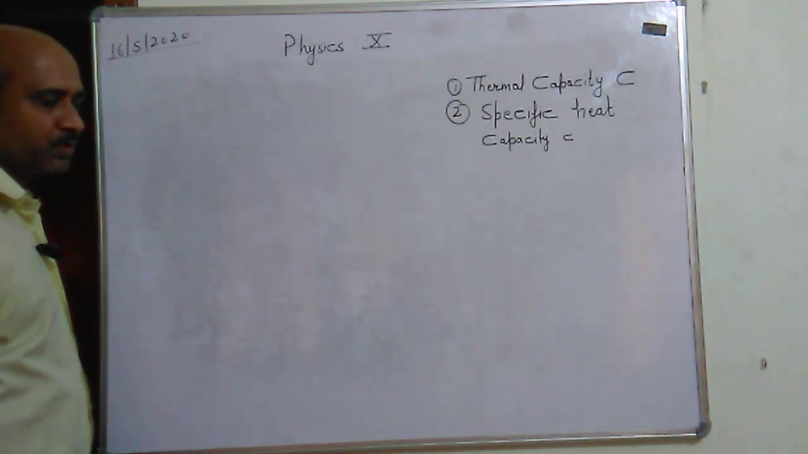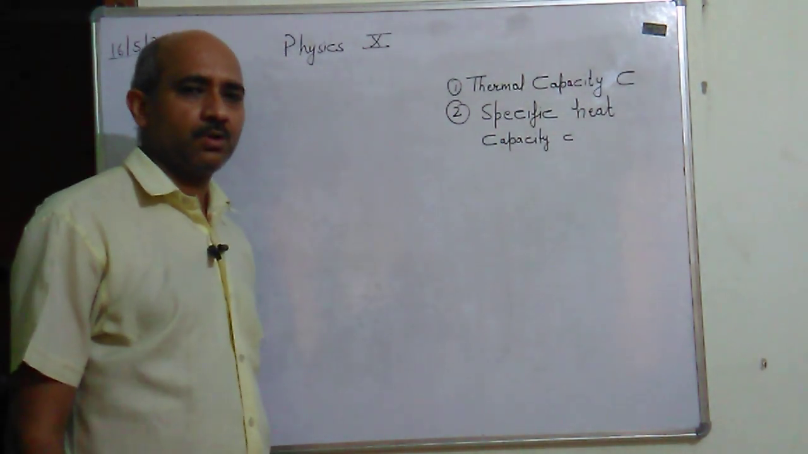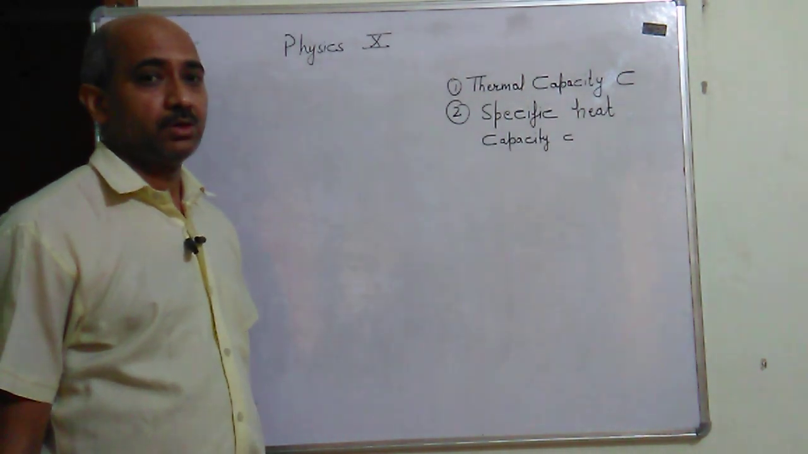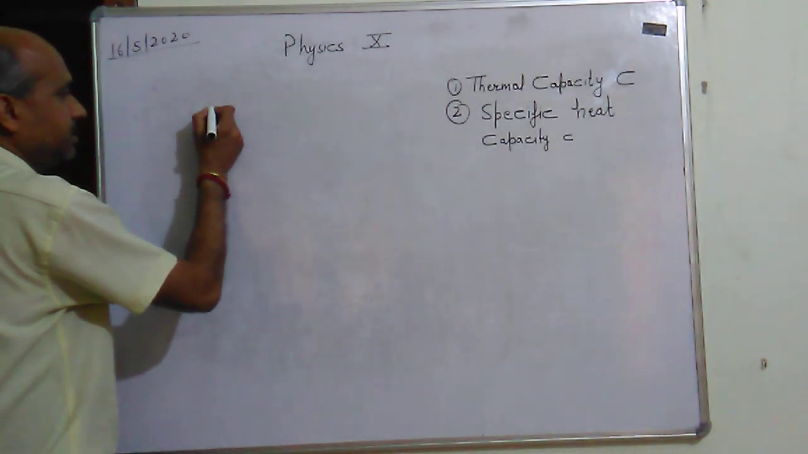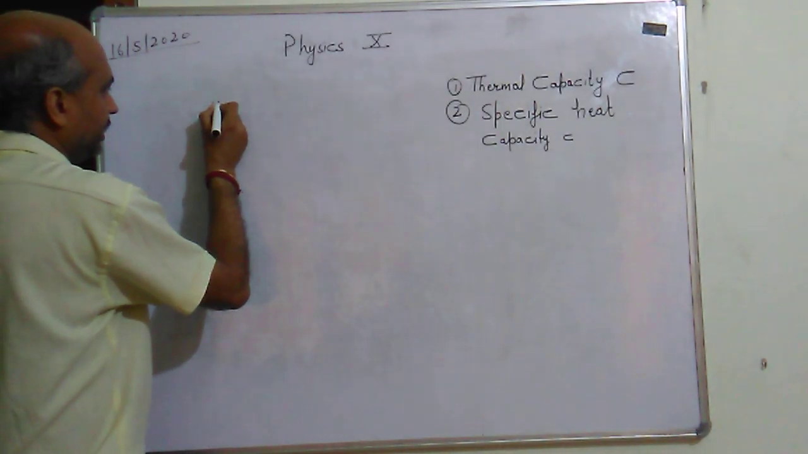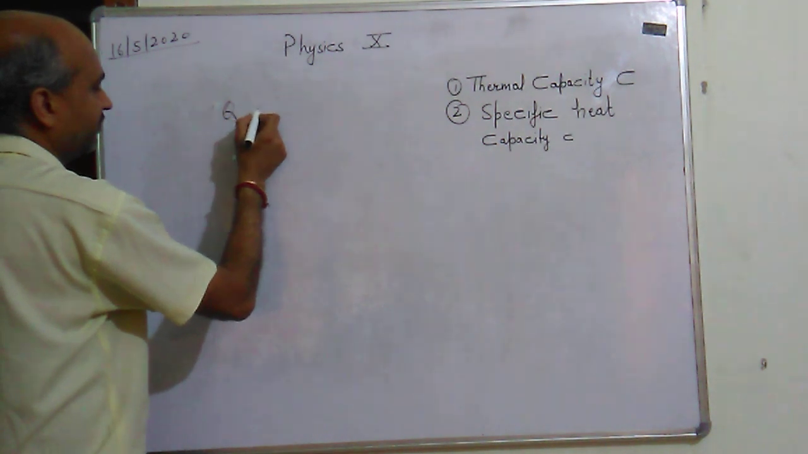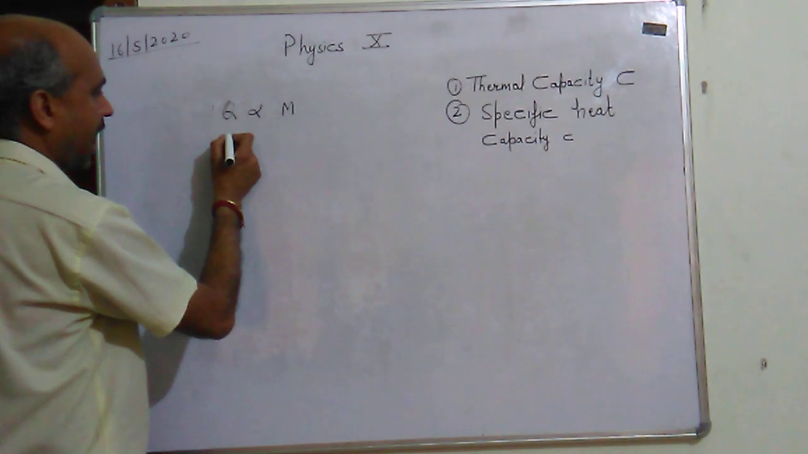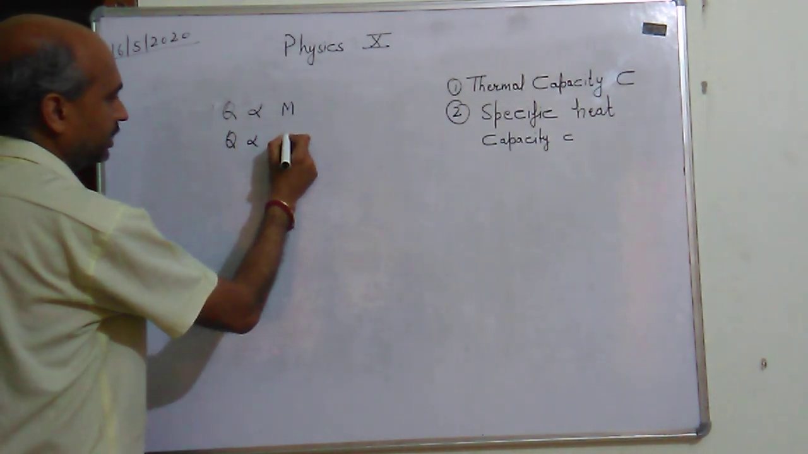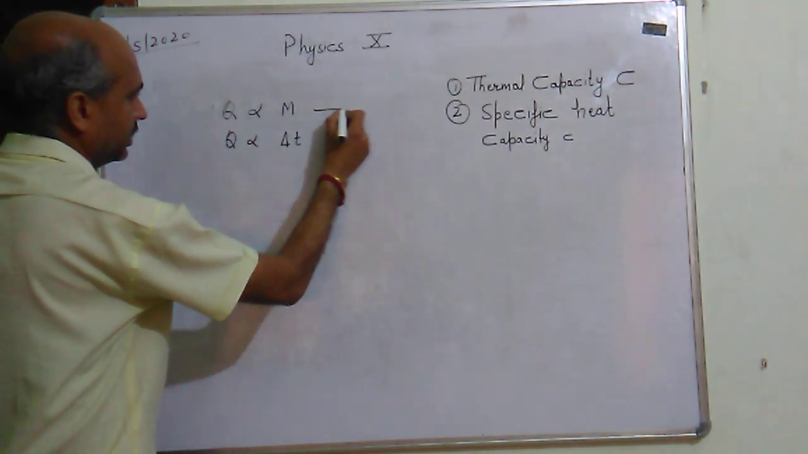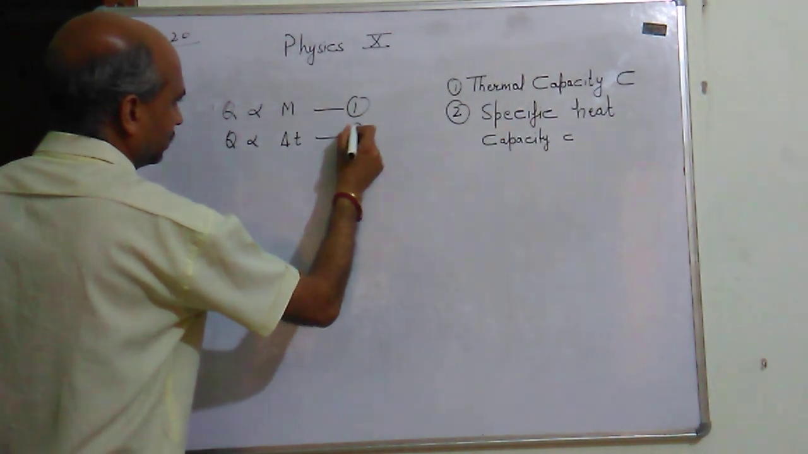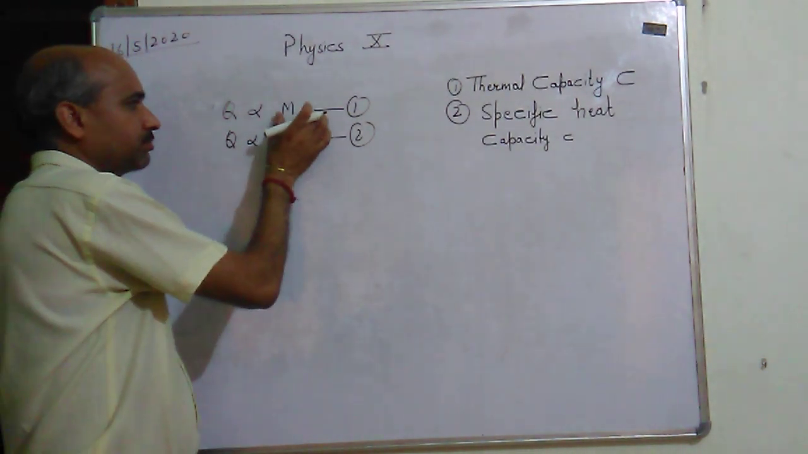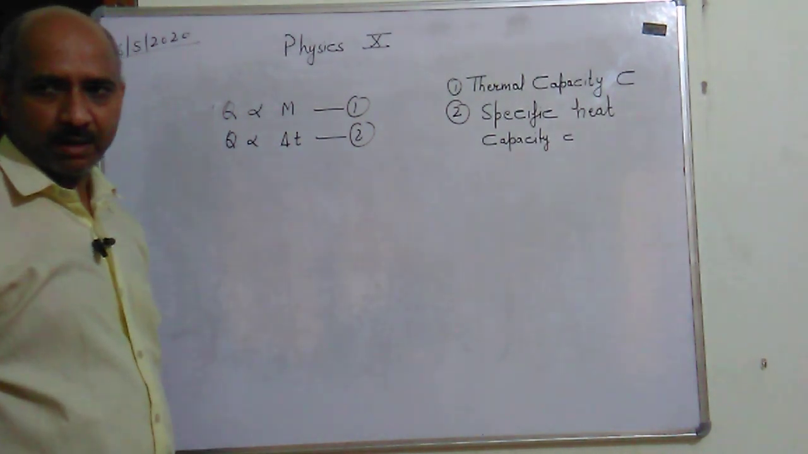Now suppose I ask you on which factor the heat absorbed depends. You simply say the heat absorbed depends on the mass of the body, and it depends on the change in temperature. So these are the two factors on which the heat absorbed depends. That means when the body is absorbing heat, it depends on its mass and on the change in temperature.